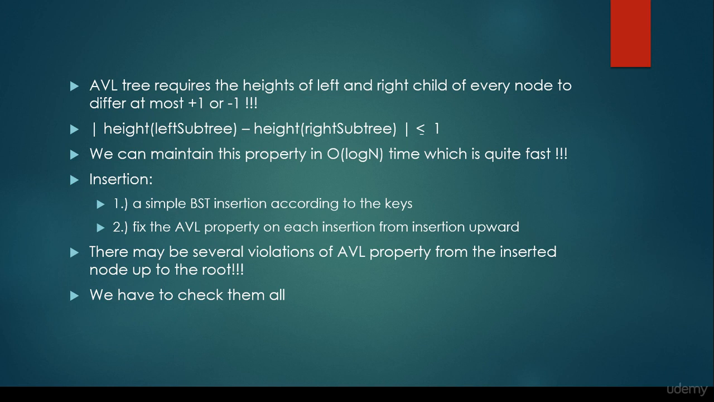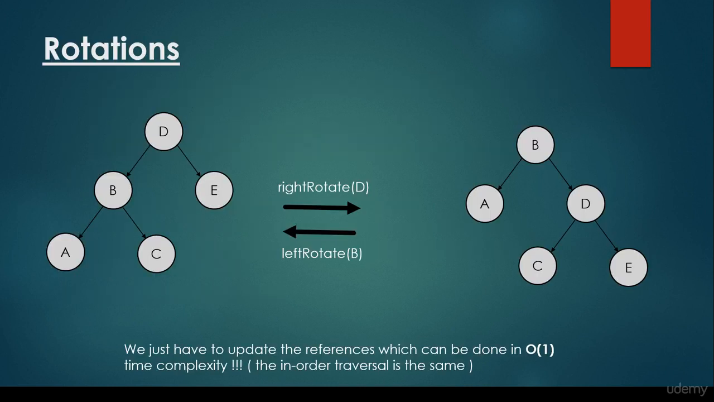There may be several violations of the AVL property from the inserted node up to the root node, so we have to check them all. What does it mean? That maybe rotating a subtree is going to make the parent subtree unbalanced. So maybe we have to make several rotations, but okay, we can do it in logarithmic time complexity, it doesn't matter. Okay, so we have been discussing the rotations.